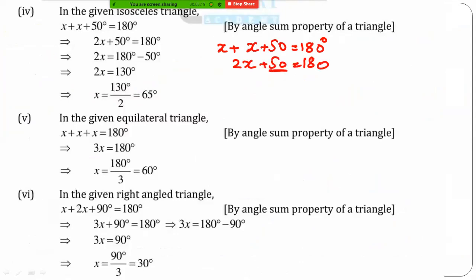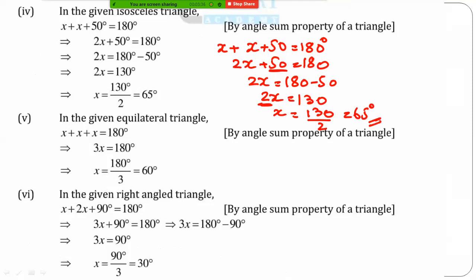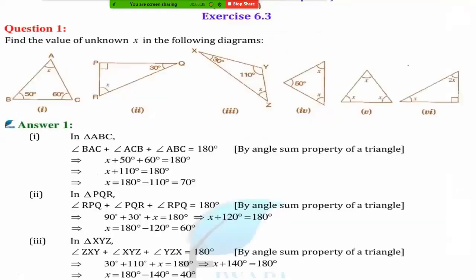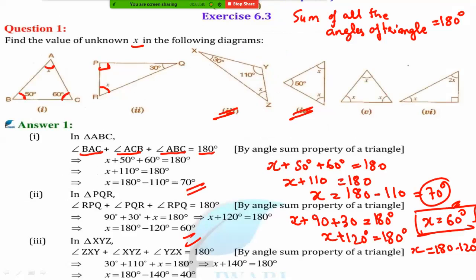This 50 is in plus, so on the other side what will it become? It becomes minus. So minus 50, 2x is equal to 130. So 2 is in multiplication, that will become divide. So 130 divided by 2 is 65 degrees. 65 degrees is your answer.